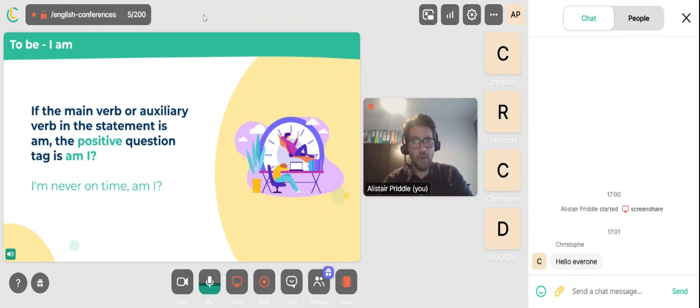Okay, and a note on the verb to be, I am. If the main verb or auxiliary verb in the statement is am, the positive question tag is am I? I'm never on time, am I? Now we can see here that never acts as a negative word, so the tag is positive. Am I? I'm never on time. Am I? Never acts as a negative word.